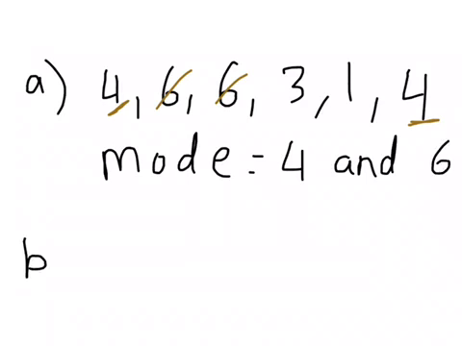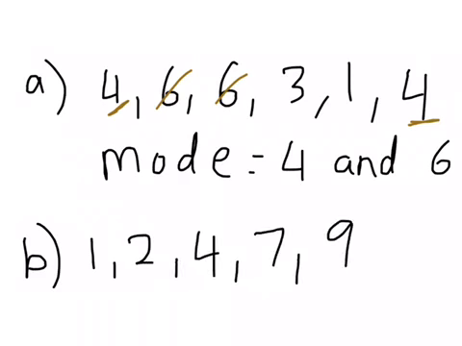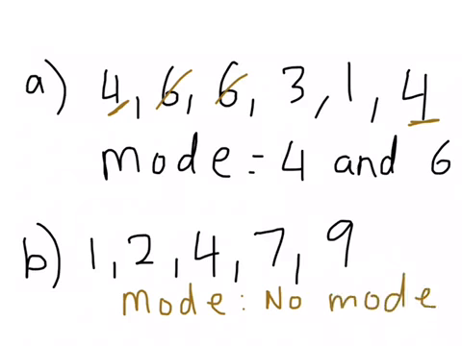Another example that might pop up, you've got 1, 2, 4, 7, and 9. There is no number that features more than any of the other numbers. So our mode, you would say there is no mode. You don't write 0 because 0 is still a numerical value. Alright, let's look at our next one.